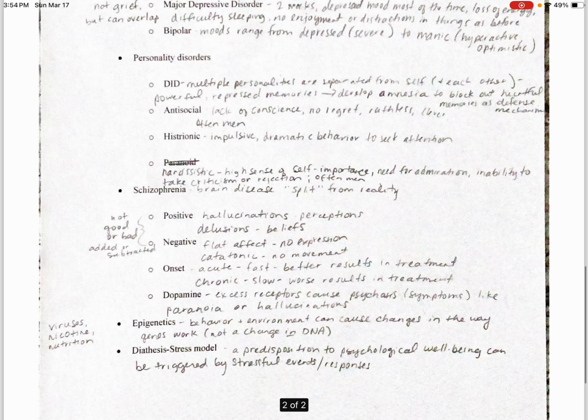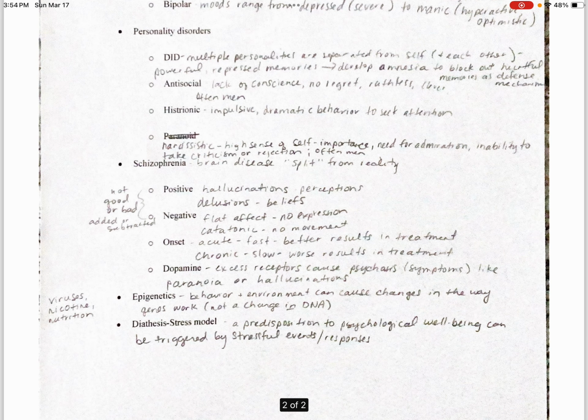And let's talk about schizophrenia then. Schizophrenia, remember, is a brain disease. It's the most studied. We probably put more money and energy into Alzheimer's, but schizophrenia is the one that we still know very little about, actually, and so it's the most studied brain disease. It's a split from reality. That's what schizo means, split.